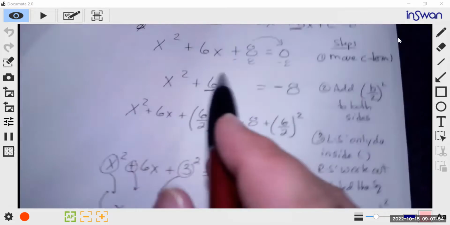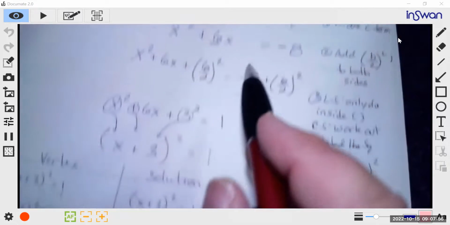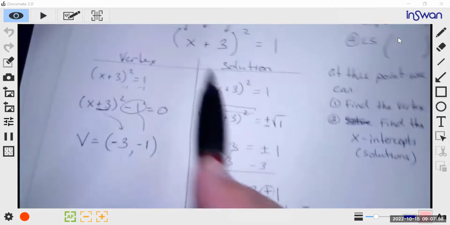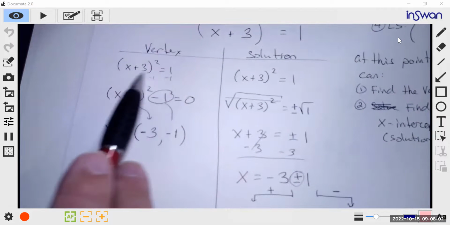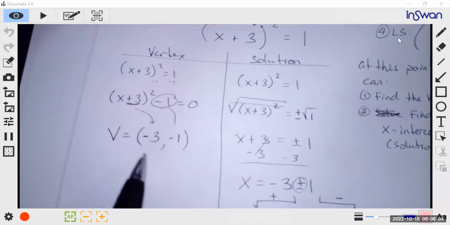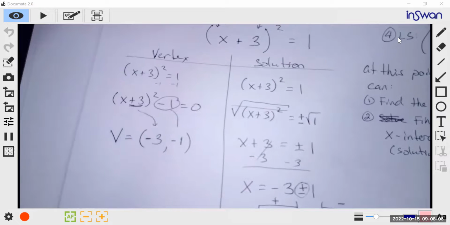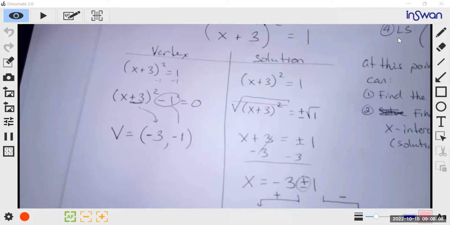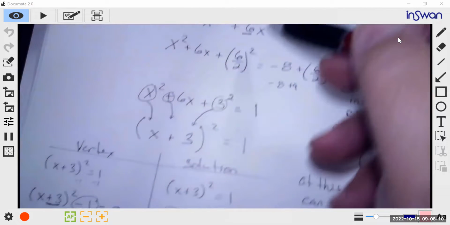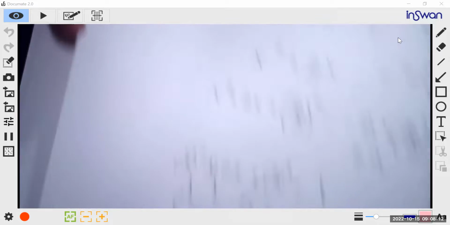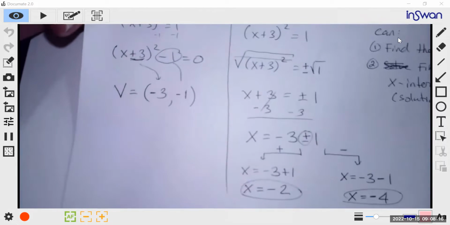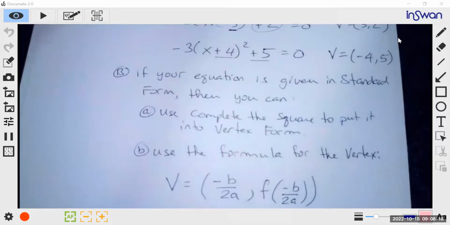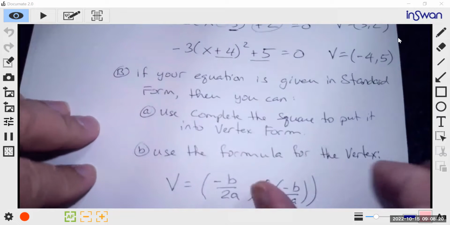Remember earlier, we had this equation. We worked it out using complete the square, and I said we could either solve it or find the vertex. We put it on one side, set equal to 0, and there's the vertex form. We found the vertex is -3, -1. That's going through the complete the square method. Or we can use the formula.